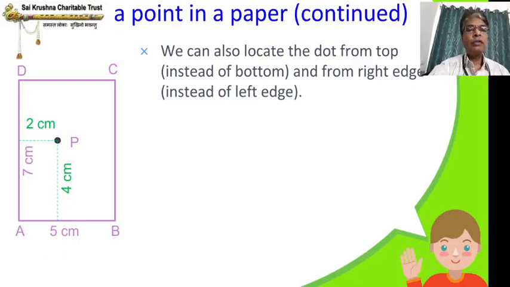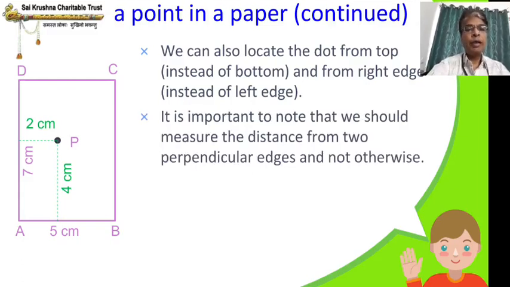We can also locate the dot from top instead of bottom. So instead of 4 centimeter from the bottom AB, we can also say 3 centimeter. If 7 minus 4, it will be 3 centimeter from top edge DC, and 5 minus 2, 3 centimeter from right edge. So we can tell like that also, or top and left, top and right, bottom and left, bottom and right. But it is important to note that we should measure the distance from two perpendicular edges and not otherwise.